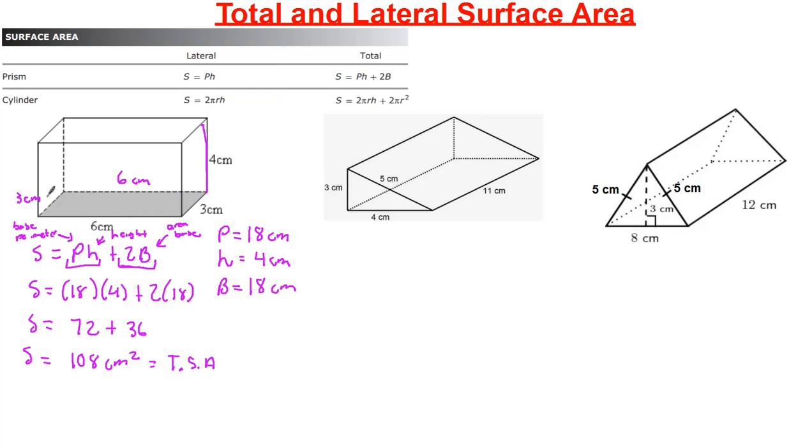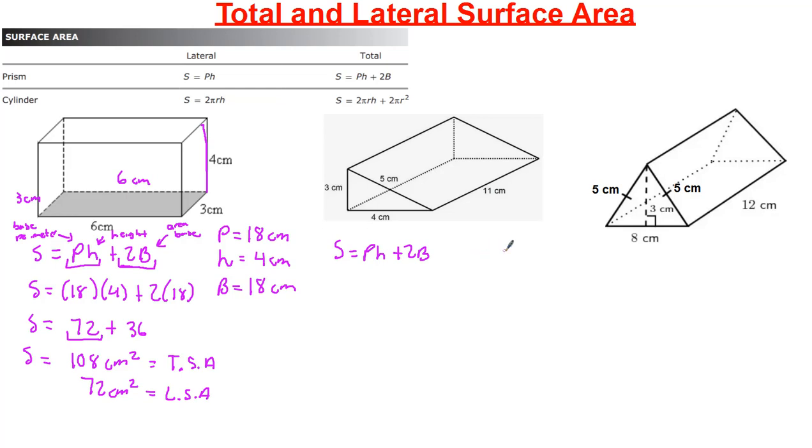So this over here, and then it goes up. So P times H, if we follow the formula, is going to be equal to 72. So my lateral surface area is going to be equal to 72 centimeters squared. Okay, let's try it again with this example. S is equal to pH plus 2B.